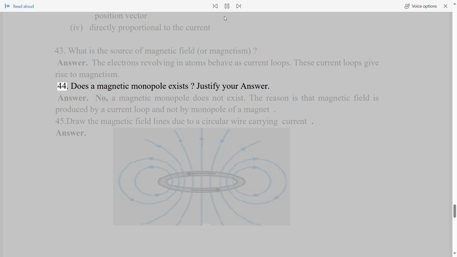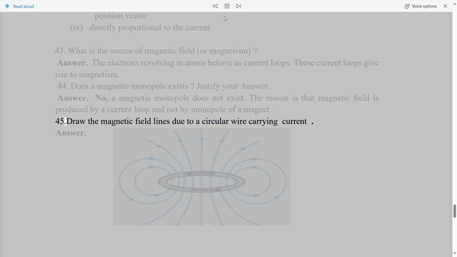44. Does a magnetic monopole exist? Justify your answer. Answer: No, a magnetic monopole does not exist. The reason is that the magnetic field is produced by a current loop and not by a monopole of a magnet.